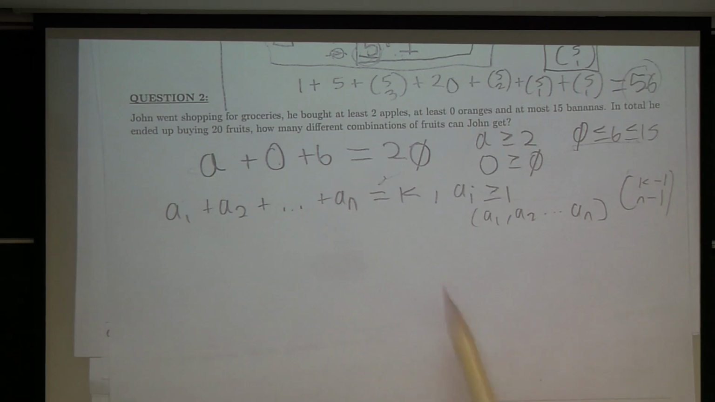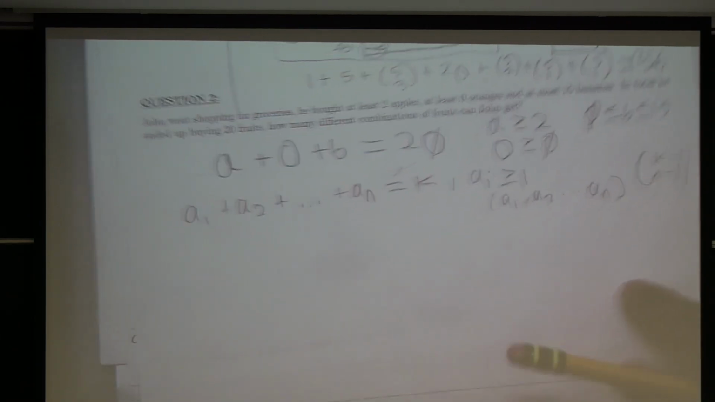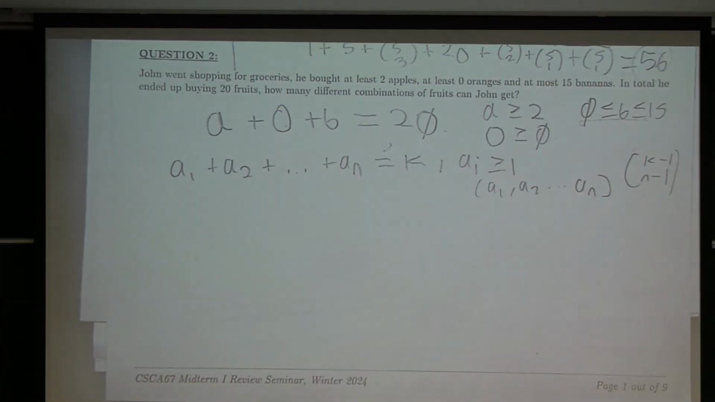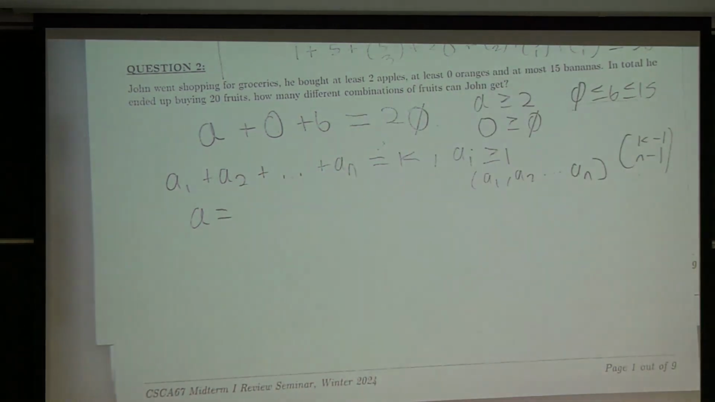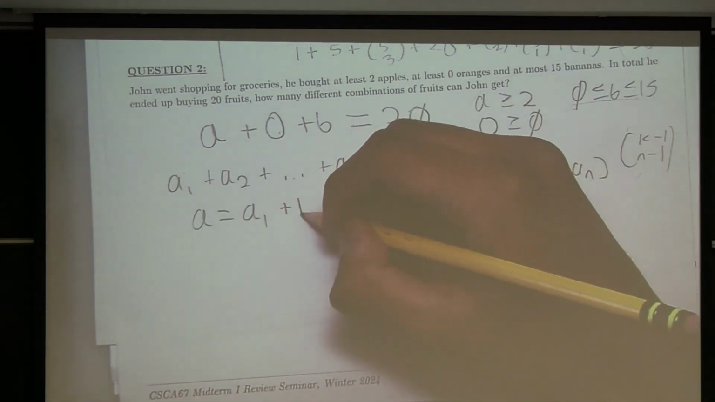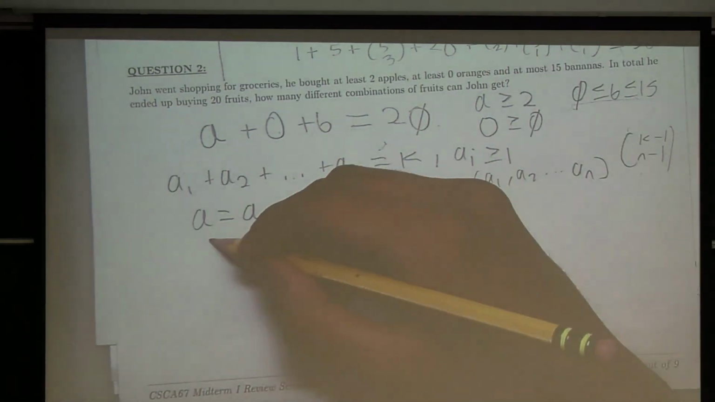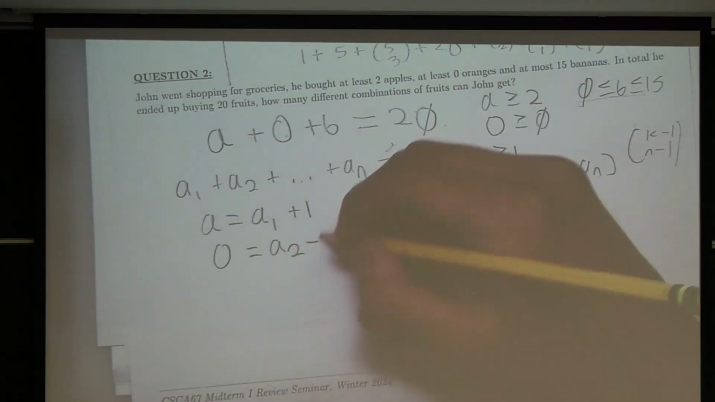Now, if we can reduce the problem a plus o plus b equals 20 into a problem like this, we can easily apply stars and bars. So with this equation, a plus o plus b, we can make some substitutions here. So a can be equivalent to a1 plus 1. Similarly, o can be equal to a2 minus 1.